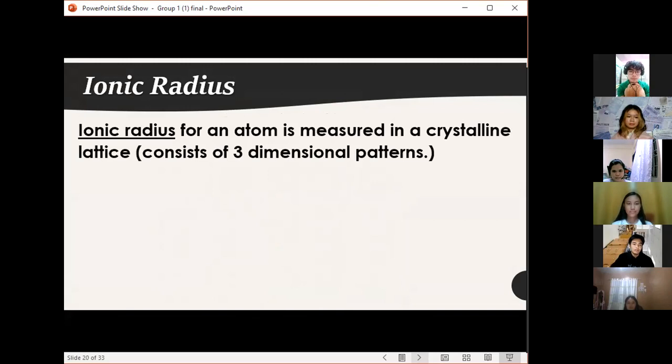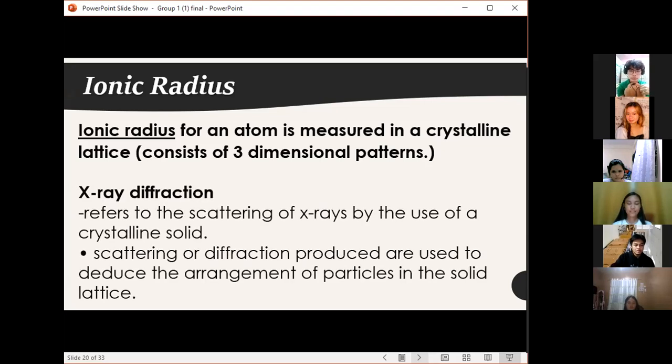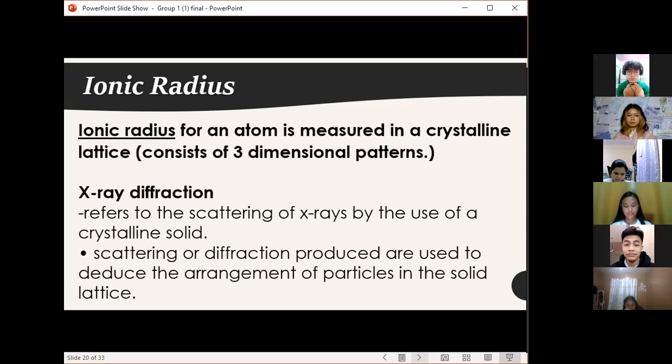Ionic radius for an atom is measured in a crystalline lattice, which consists of three-dimensional patterns, and this has something to do with X-ray diffraction. X-ray diffraction refers to the scattering of X-rays by a crystalline solid. The scattering or diffraction produced is used to deduce the arrangement of particles in the solid lattice. X-ray diffraction experimentation was discovered by Sir William Henry Bragg and William Lawrence Bragg.